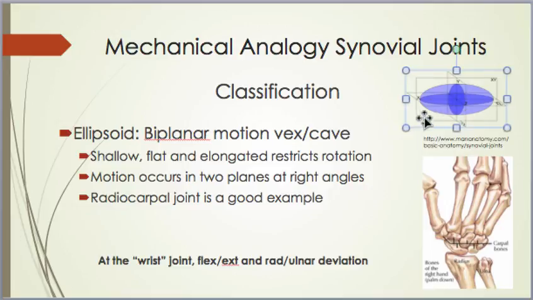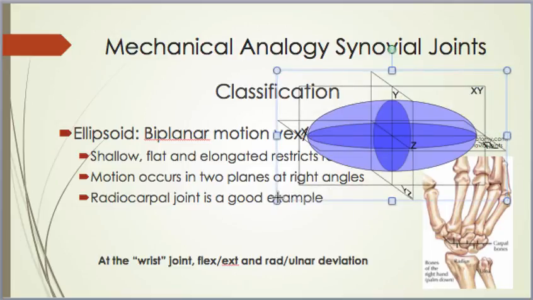So here's our ellipsoid here. This is what an ellipsoid looks like. It's an oval shape. It's got height and length and depth to it. So that's our ellipsoid joint.